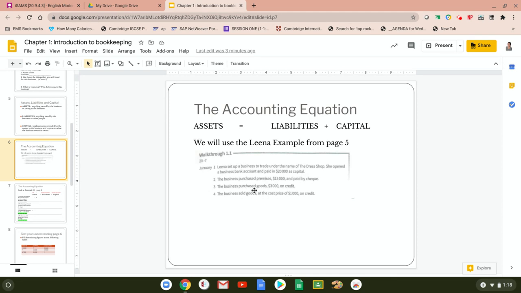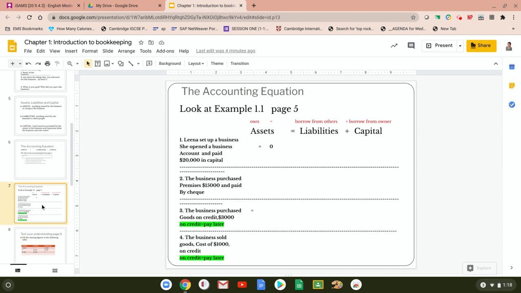So there are four transactions here. For walkthrough 1.1, you can look at your book to see the whole page. For page 5, it's all about Lena. And then I'm going to discuss the corresponding answer to this walkthrough in the next slide.